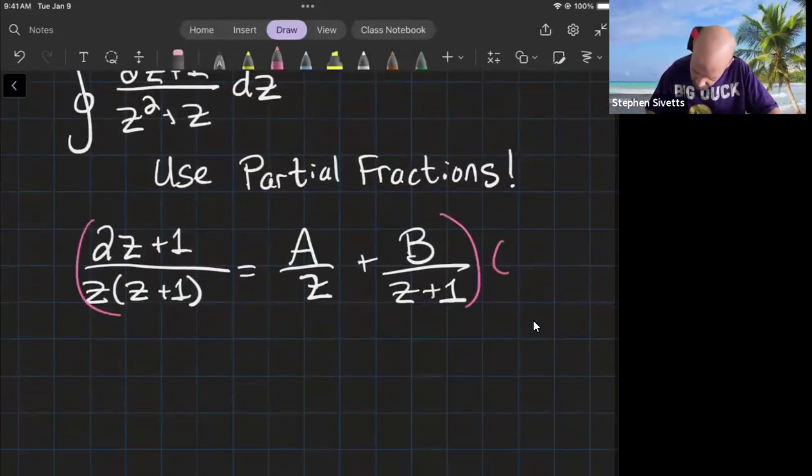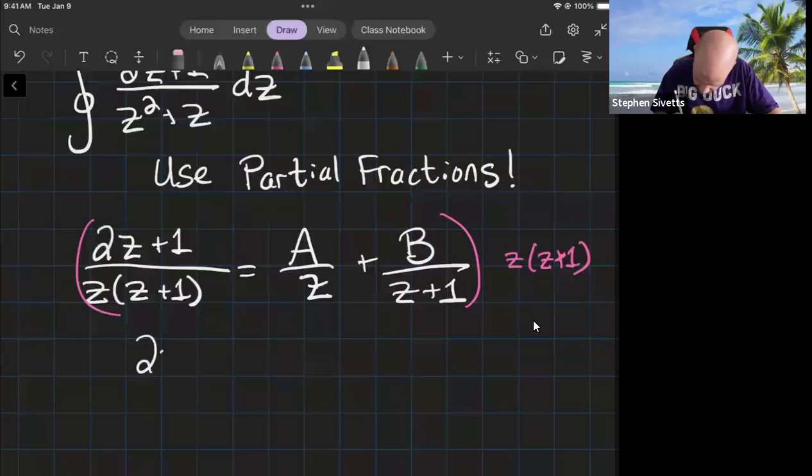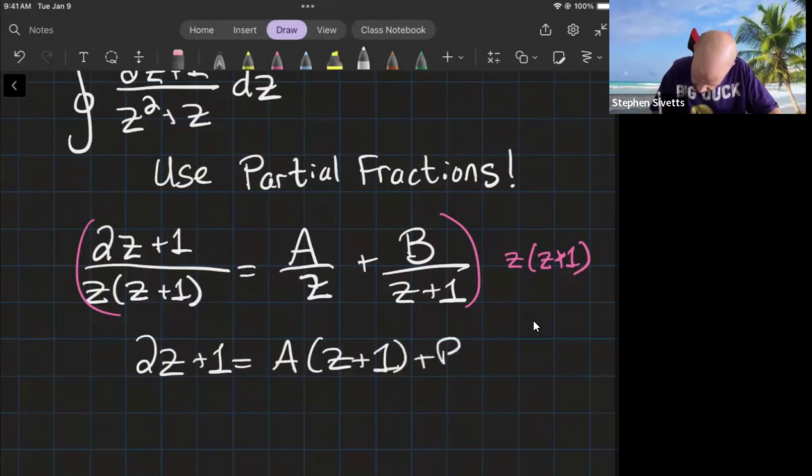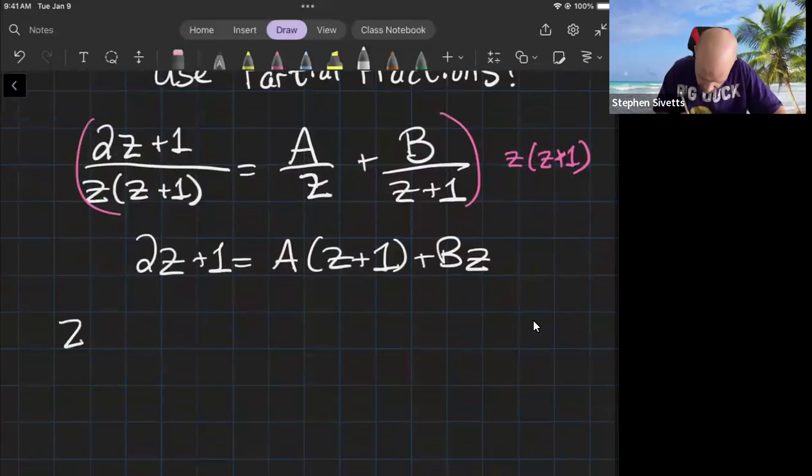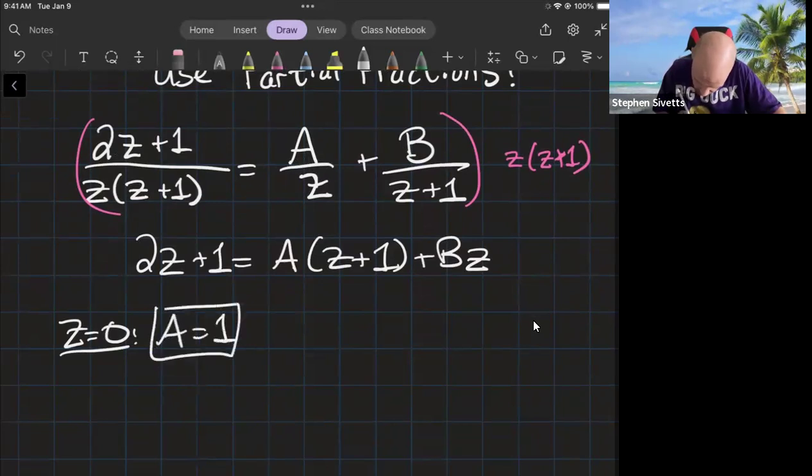Next, if we multiply both sides of this equation by z times z plus 1, we'll have 2z plus 1 equals a times z plus 1 plus b times z. Now we plug in different values for z. If z equals 0, we'll have that a is 1.